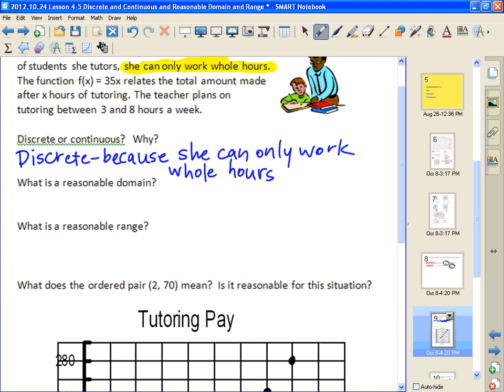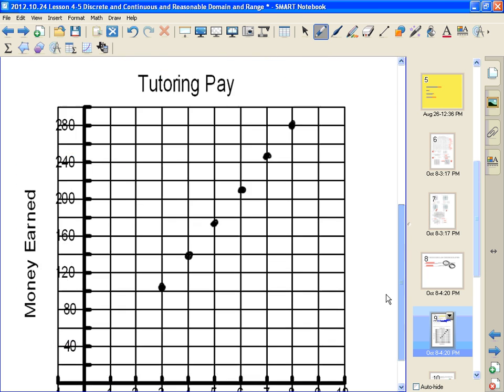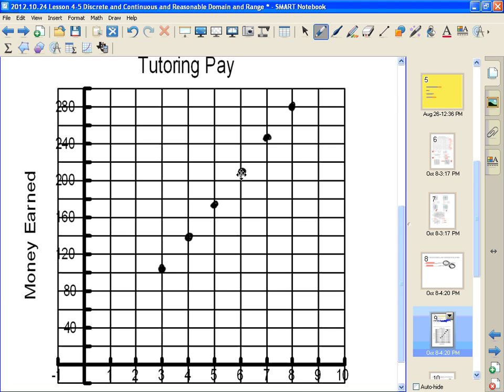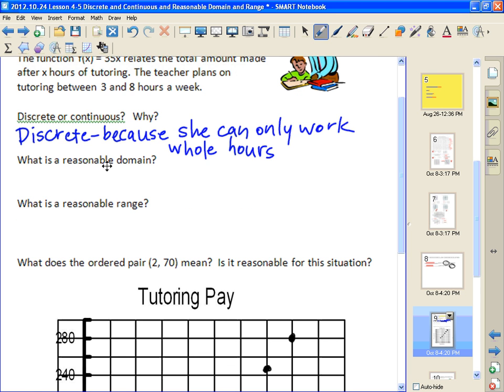Okay, and then the next question is, what is a reasonable domain? So here, because we had just those specific values, we're only going to list those specific numbers. So domain is x, so on our x's we went 3, 4, 5, 6, 7, and 8. So here in my domain, I'm going to make a list with the brackets. 3, 4, 5, 6, 7, 8.